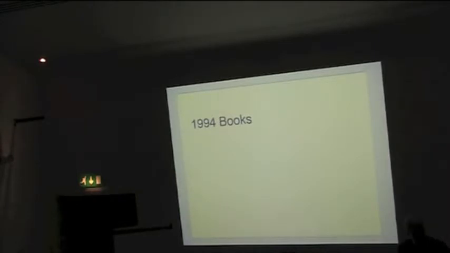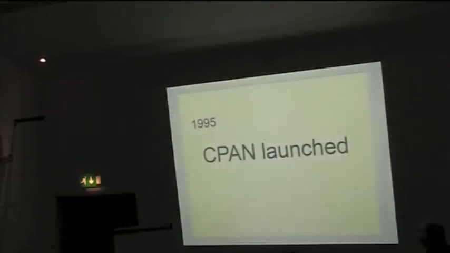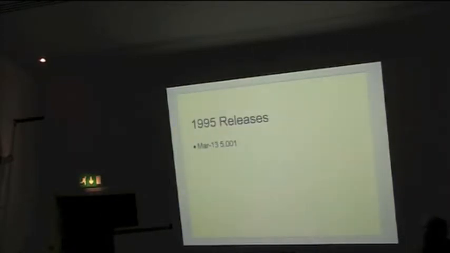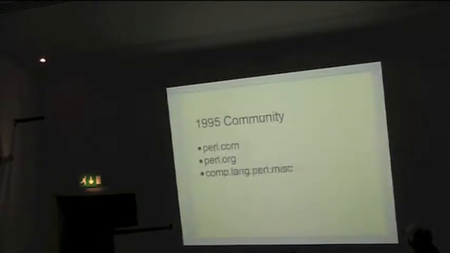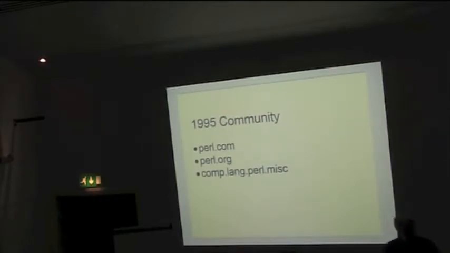1994, no new Perl books in 1994. So yeah, 1995. CPAN, hooray! Only one version of Perl 5, so it started to look like Perl 5 was a lot more stable than Perl 2 was. Both Perl.com and Perl.org launched in 1995. Actually, Perl.com was registered in 1994, but I don't have any evidence that Tom did anything with it until 1995.